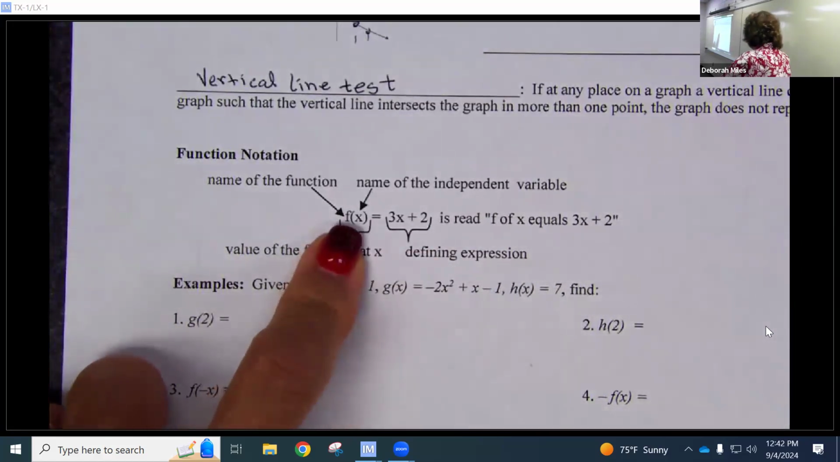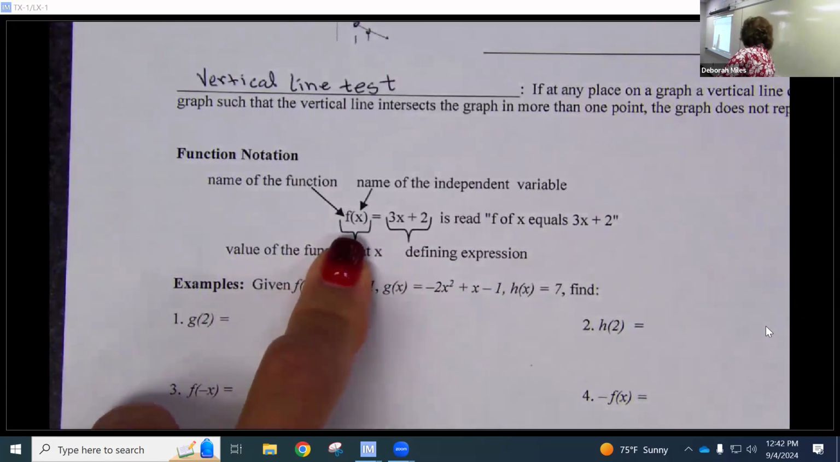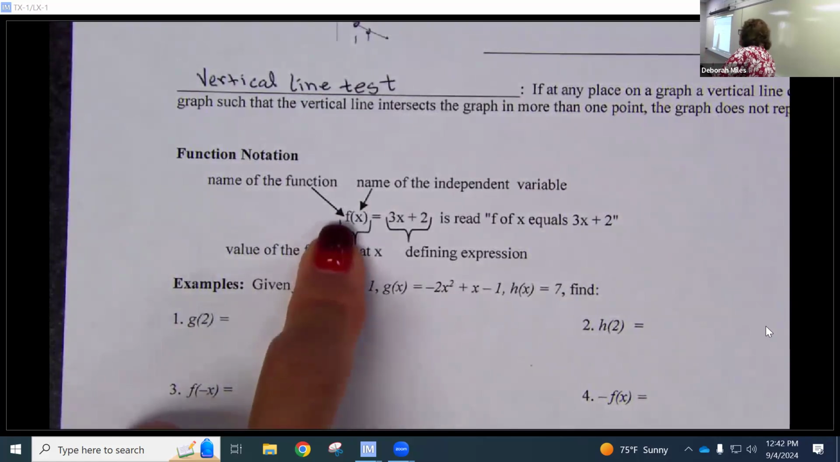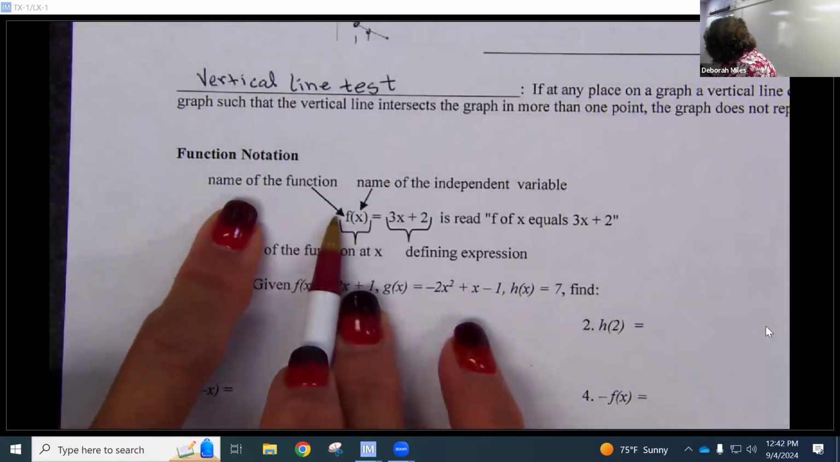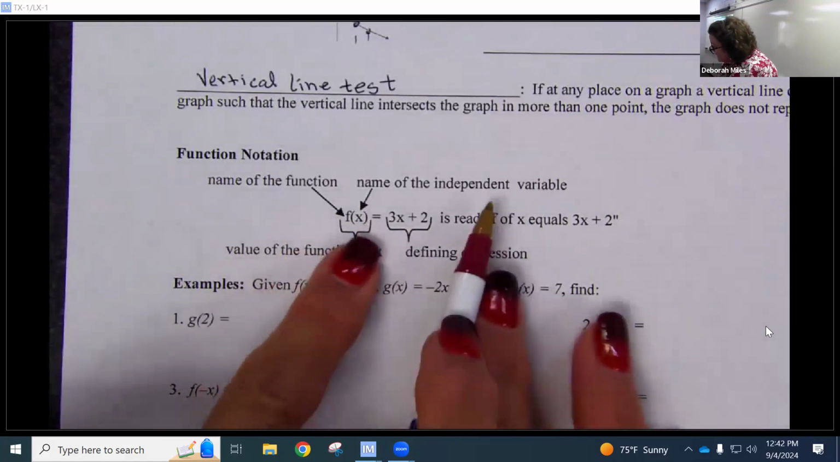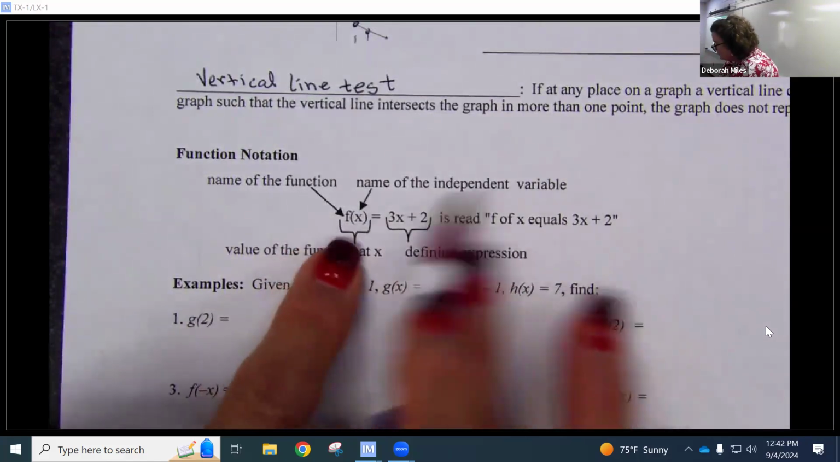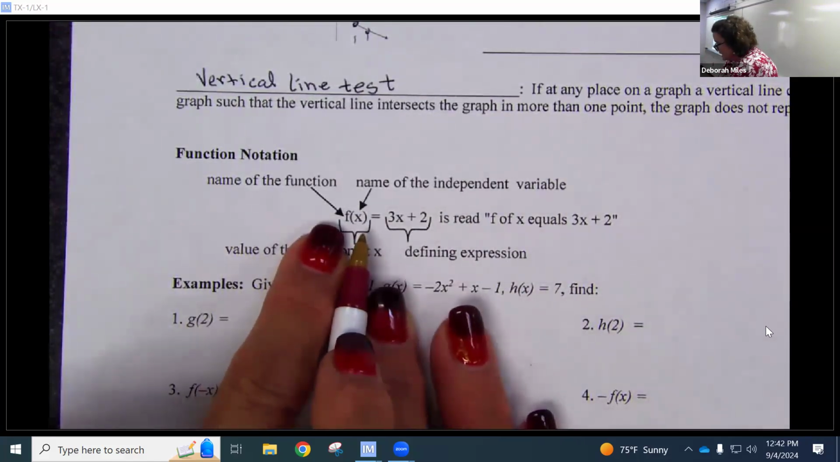We usually call our generic functions f of x. In business calculus, we have a revenue function, we call it r of x. We have a profit function, we call it p of x. But if I'm not doing a word problem where I know what the thing stands for, I just use f of x. F is the name of the function. X is the name of the independent variable. It's the input value, what you put into this function.